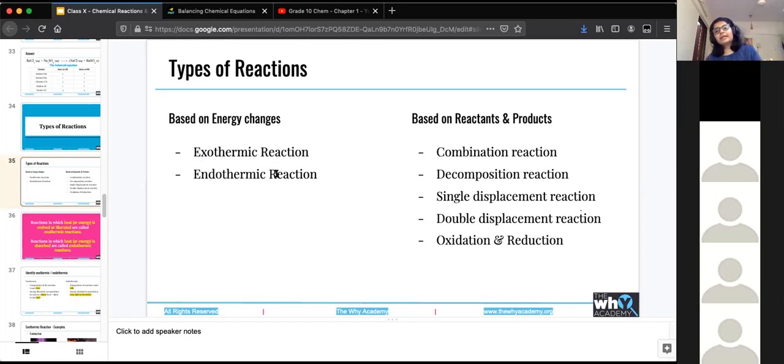Similarly, what would be endothermic? Entering. Absorbing the heat. A reaction in which heat energy is absorbed. Heat is used to produce new products. Very good. So one way to put it is that heat is used up by the reaction for the reaction to take place. Or in other words, from an outsider's perspective, the reaction is absorbing heat. So the reaction in which heat is absorbed is called an endothermic reaction.